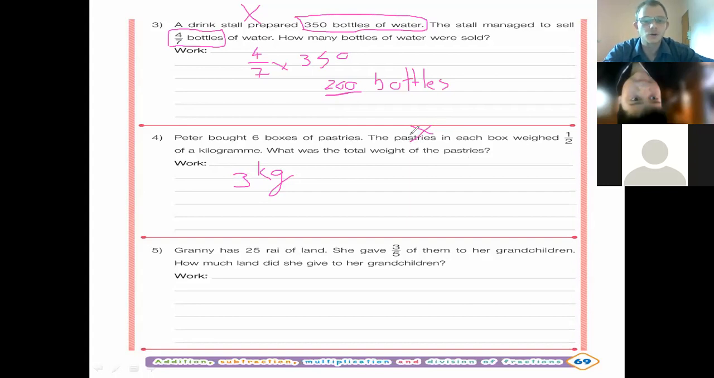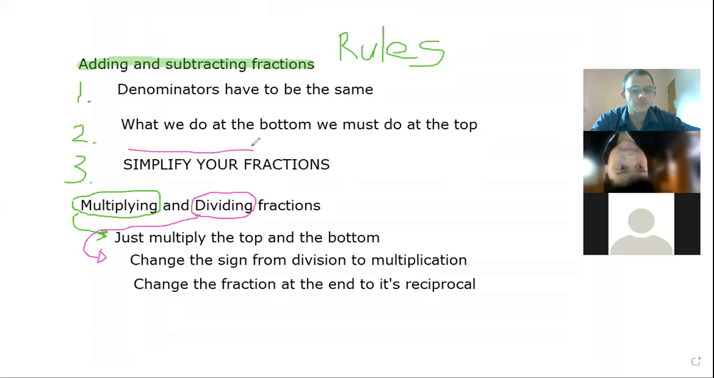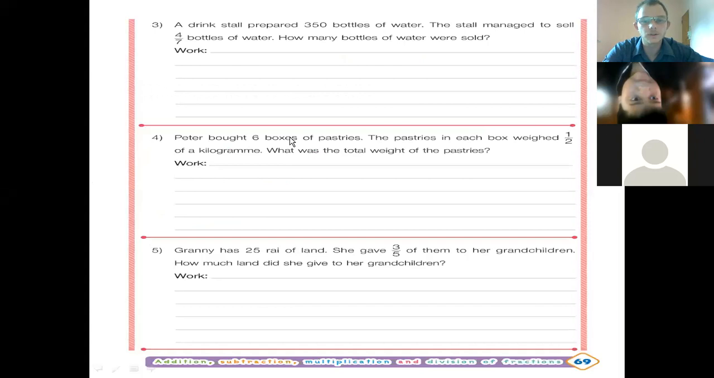Here you can refer to our rules. Remember to simplify when you have finished calculating your fraction, if your answer ends up being a fraction. So this one we said was 3 kilograms is the total weight. 3 kilograms total weight. Okay.